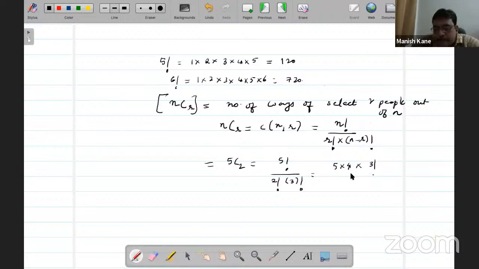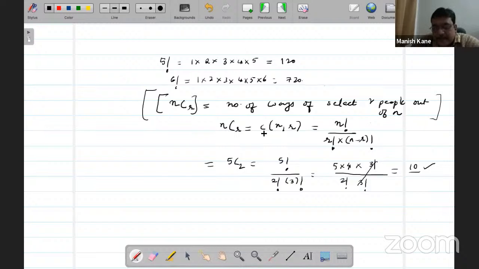So 5 into 4 into factorial 3 divided by factorial 2 into factorial 3. This cancels out and you get 5 into 4, 20 upon 2, that is 10 as your answer. This is a simple calculation which all of you should know in order to survive today's session. This is the only process part. Everything else is logic.